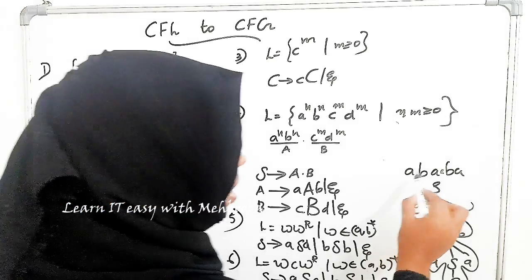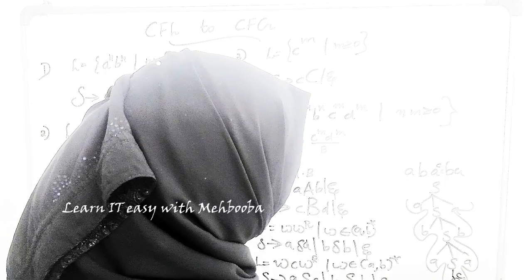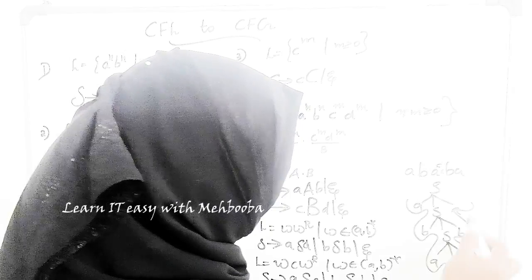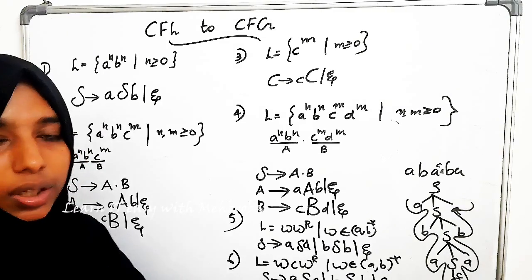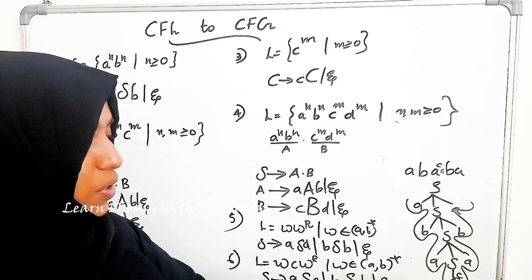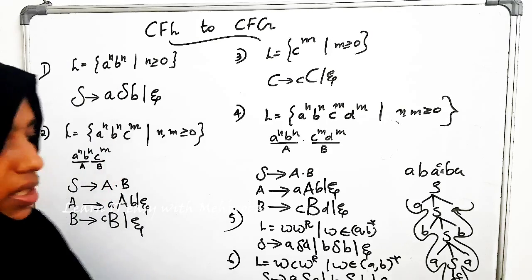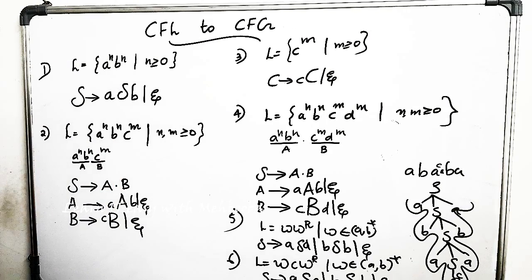For example, if it is ABA, C, ABA, you can substitute this S by C. So you'll get ABA, C, ABA. That is, the middle character is not epsilon. The middle S is not substituted by epsilon, but it is substituted by C. That's it. So we will see more examples now.